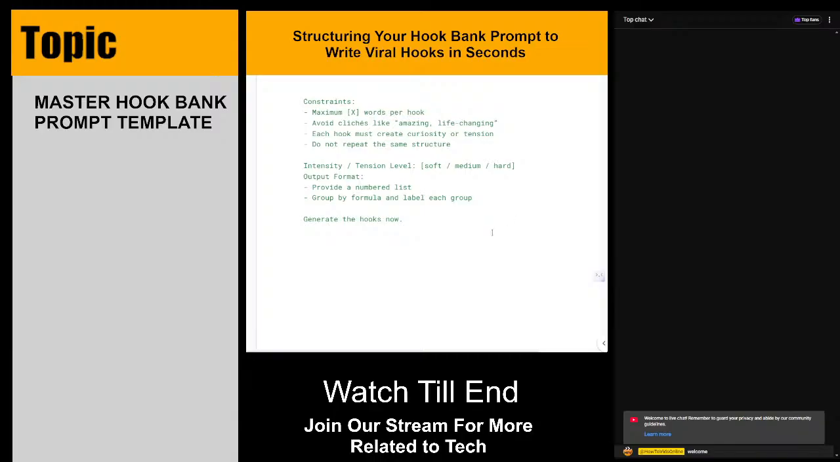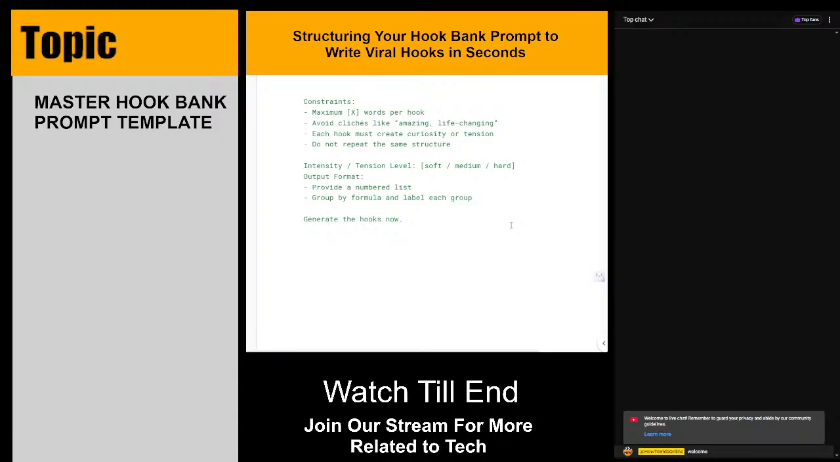Then we have given the formula structure. They are tested psychological engines that create curiosity, and AI using all these produces high impact hooks.